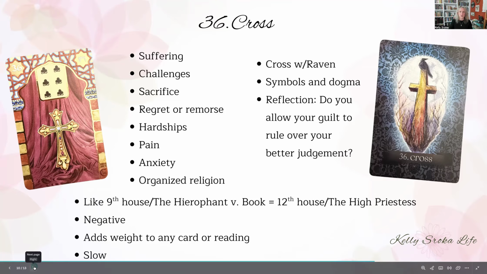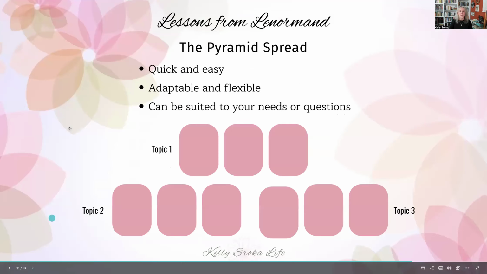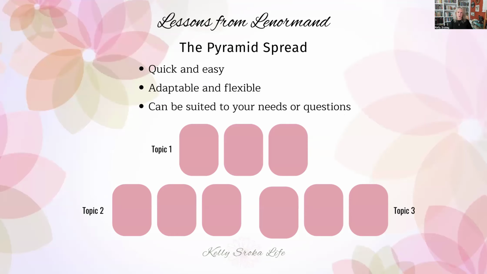But to finish up, we're going to finish up with a pretty simple pyramid spread. And this comes again from Rana George's book, The Essential Lenormand. You can find it in there. And this is a very quick and easy spread. It's easily adaptable and flexible and can be suited to your needs or your questions.